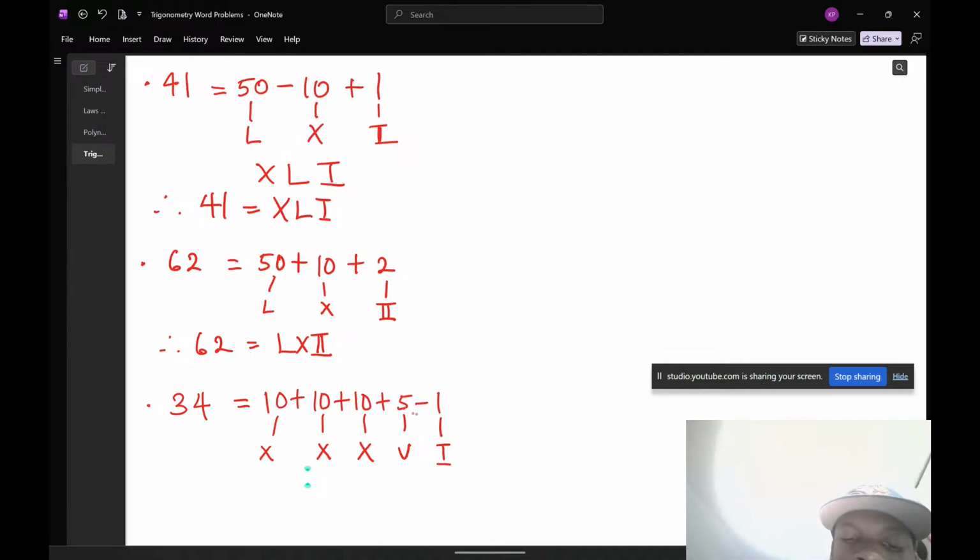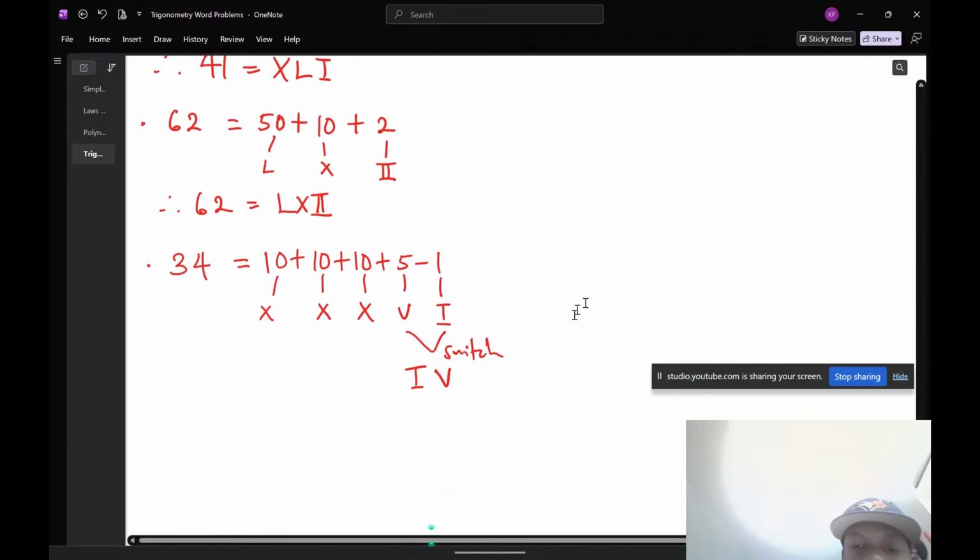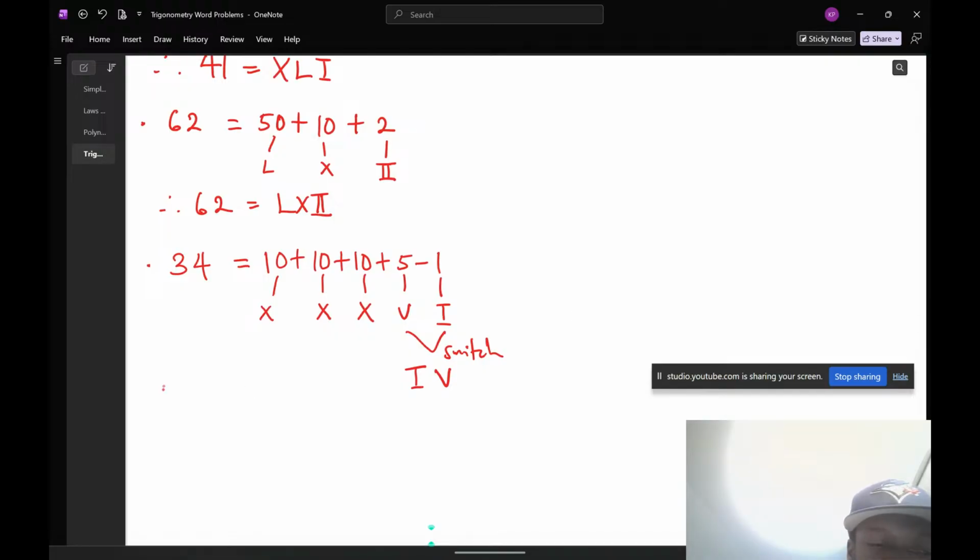I said that when a smaller Roman numeral is written before a bigger one, then you subtract. So that means we are going to switch these two, the position of these two. Then it will be IV, not VI. Okay? So it will switch to IV. So therefore, we will say that 34 is equal to XXXIV. Okay? XXXIV.